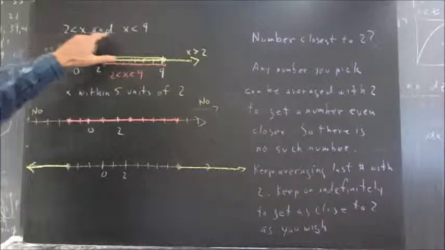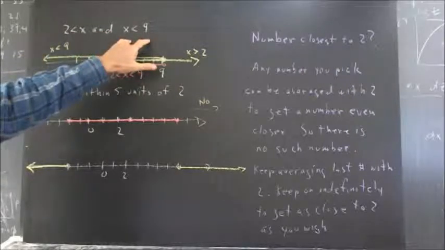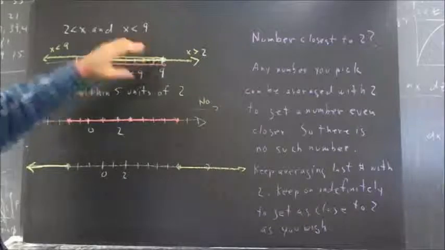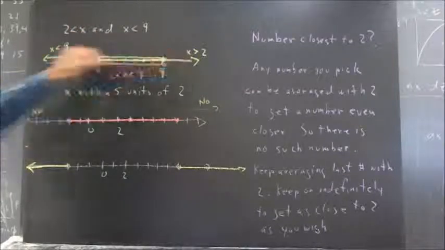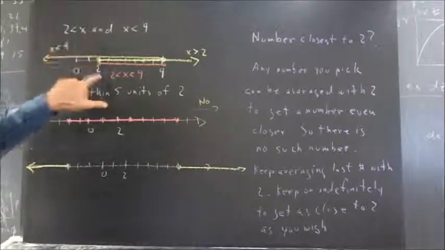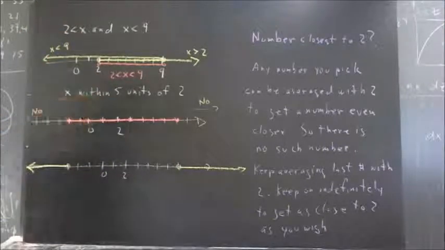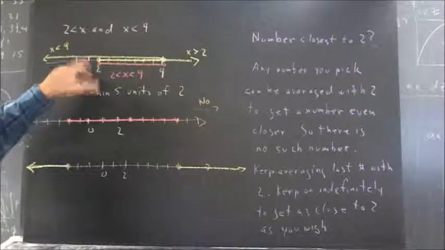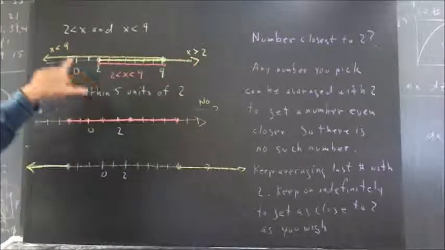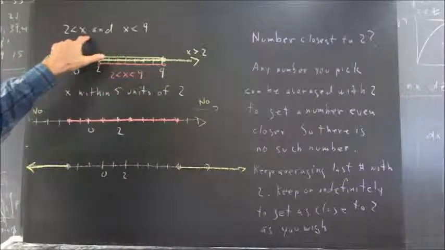Now the statement: 2 less than x and x less than 9. How can we represent that property of x on the number line? Okay, well, 2 less than x. Let's locate 2 on the number line. Now, for what x values, where would x have to be on the number line in order for 2 to be less than x?